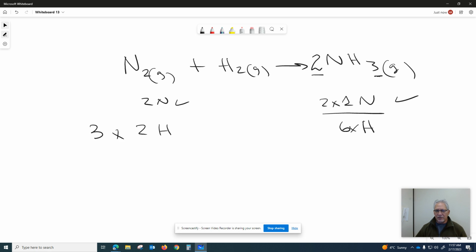Well, multiplying by 3, and then if I multiply by 3, placing a coefficient 3, that will work, right? So we had 2 nitrogen, 6 hydrogen, 3 times 2, 6, 2 times 3, 6. Balanced. So that's the way we balance.